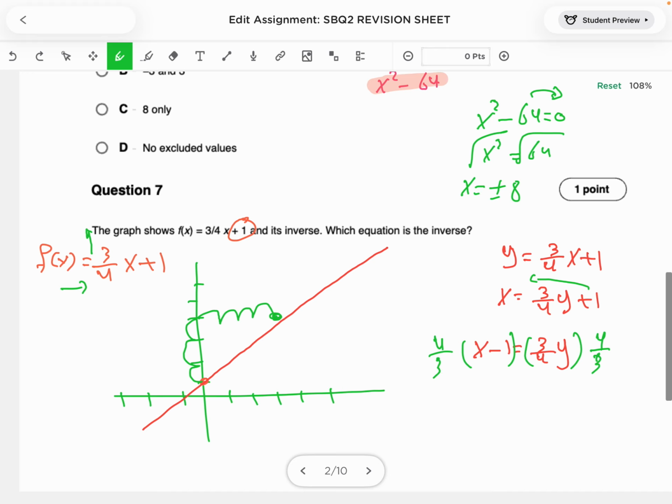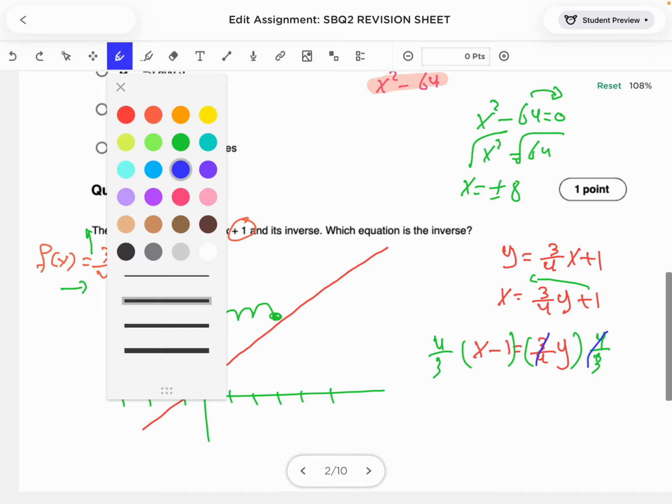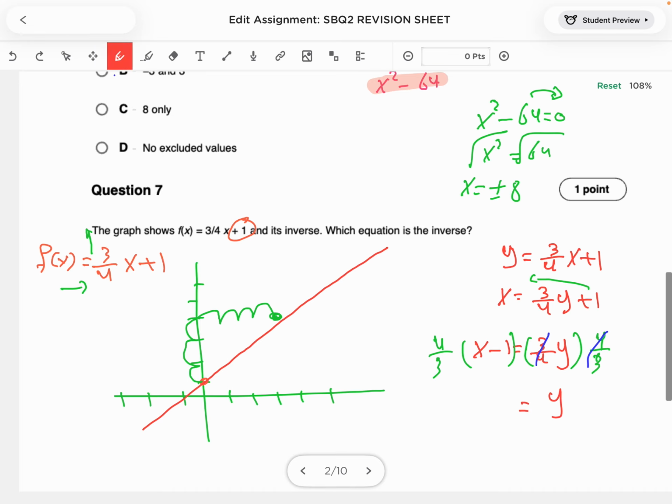4 over 3. This is one of the ways. So 3 over 4, 4 over 3, they will cancel each other. I will have only y here. And I have to distribute. It will be 4 over 3 x minus 4 over 3.